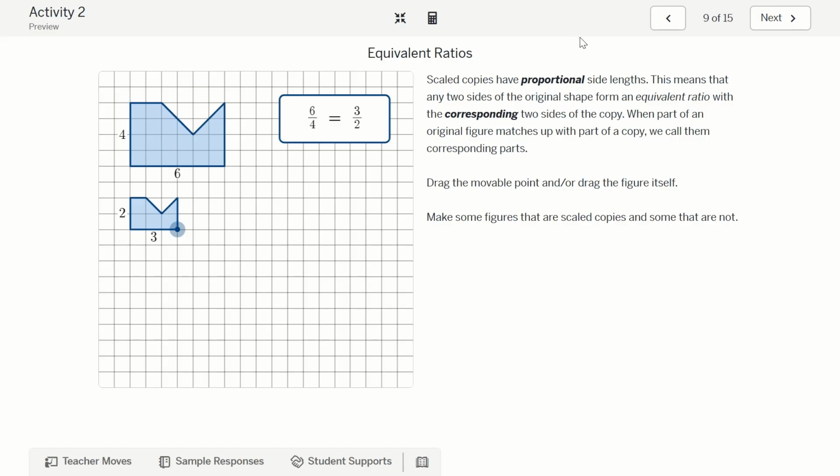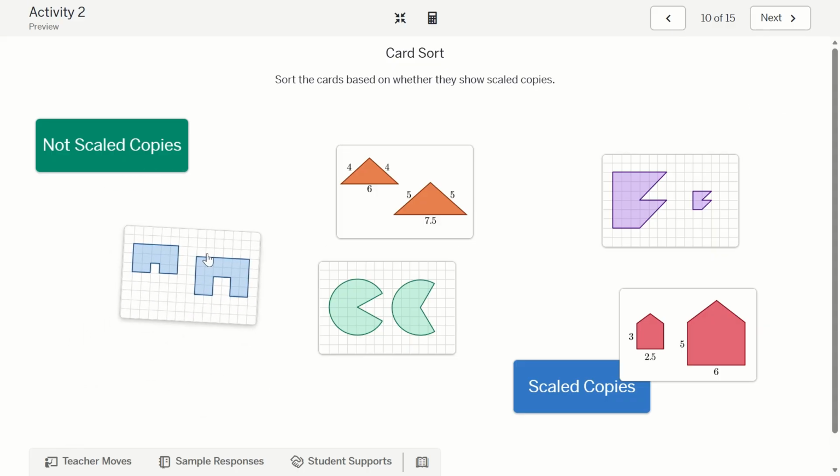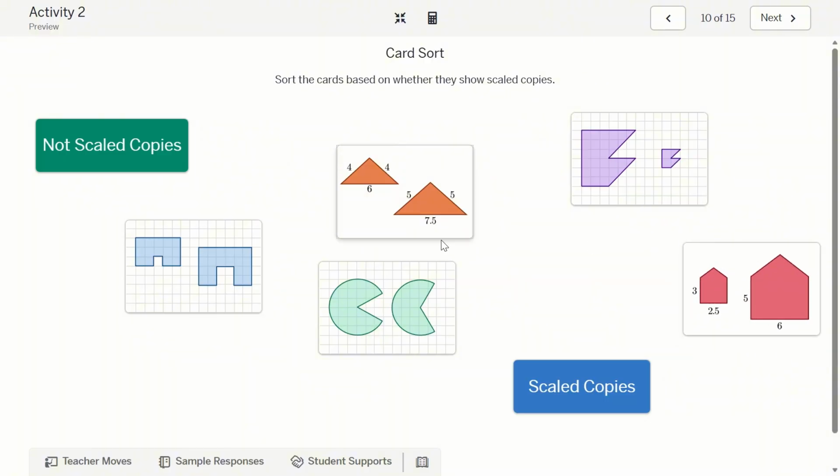If you guys did not put this in your notes, you can do this later. I would suggest putting this in your notes. All right. On your device, you guys are going to tell me which ones are scaled copies and which ones are not scaled copies. Drag them to the appropriate thing. Go ahead and do that right now on your device.